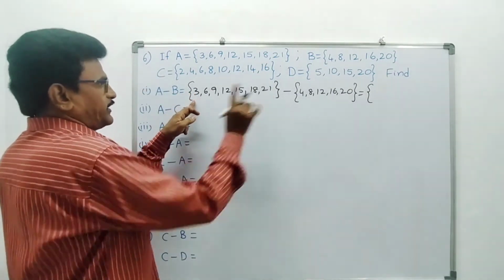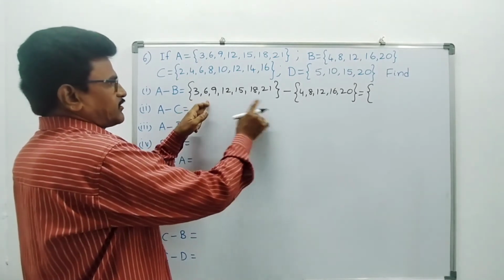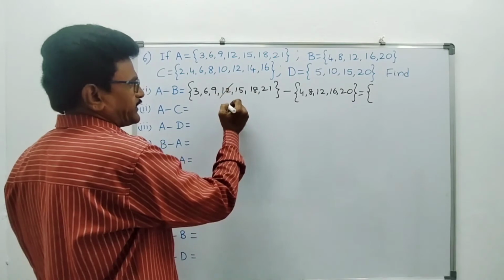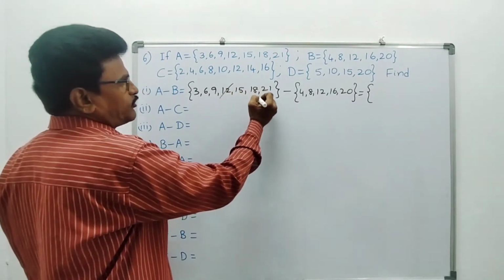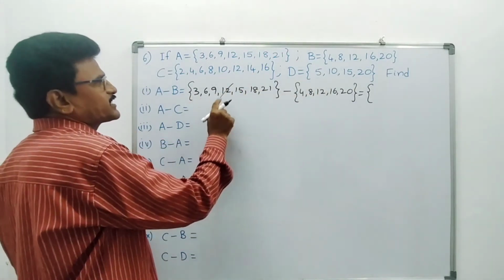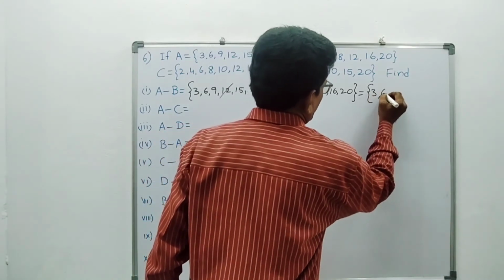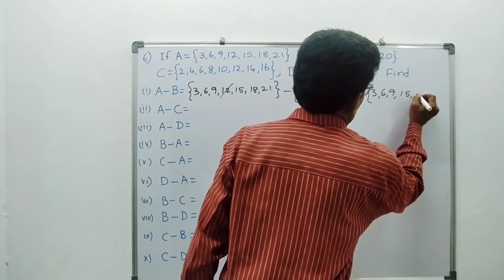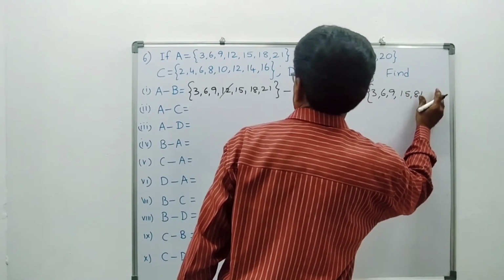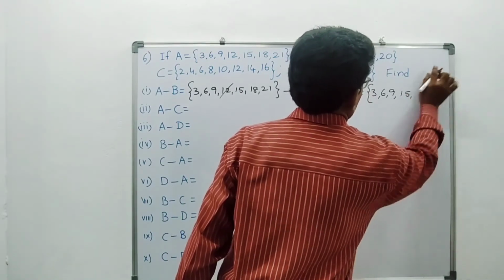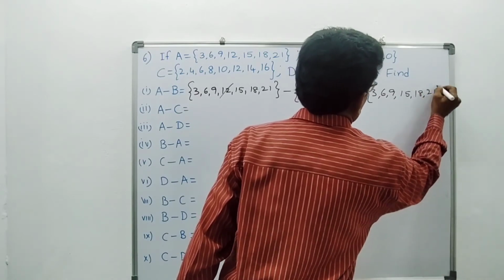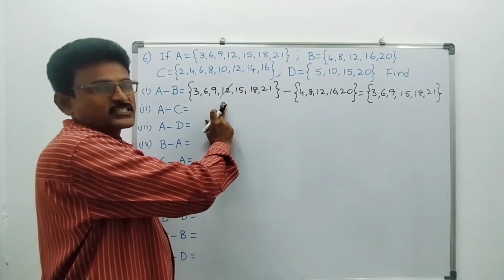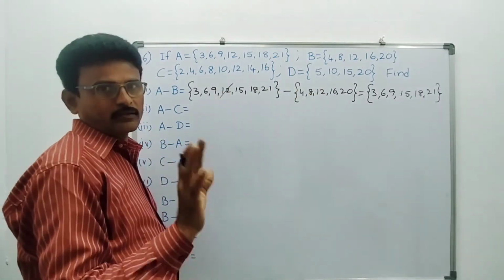Okay, 3, it is not there. 6, not there. 9, not there. 12, yes, it is there. Cancel that one. 15, 18, 21, they are not there. So 3, 6, 9 remaining elements: 3, 6, 9, 15, 18 and 21. So only the common elements we have to cut from the first set. The common element is only 12, right?